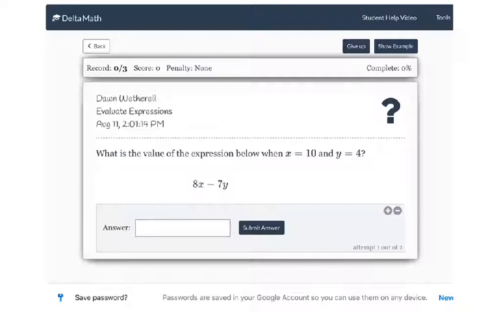If you ever have a question, DeltaMath has this student help video for the problem you're on. You can click that and it will show you videos. It will also give you an example if you need to see an example on how to solve. So use those tools if you need help besides me. And if you really can't solve it, you can give up and it'll give you another problem.